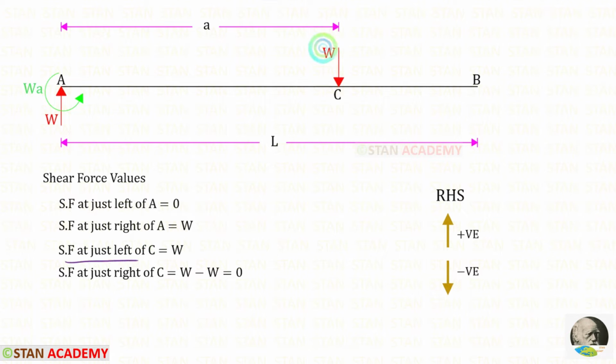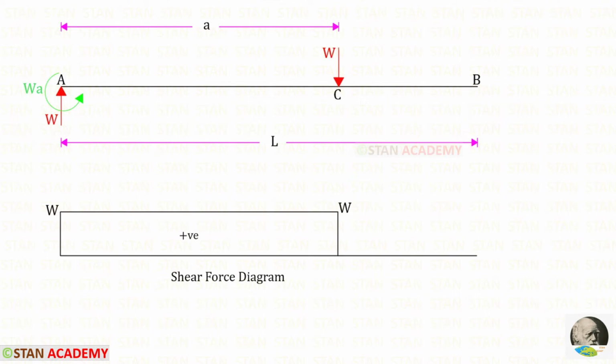At just left of C, we have only this reaction W. At just right of C, we have this and this. Since it is acting downwards, it will be negative. So for the shear force at just right of C, we will get 0. The shear force from the point C to the point B will be 0. Here you can see the shear force diagram.